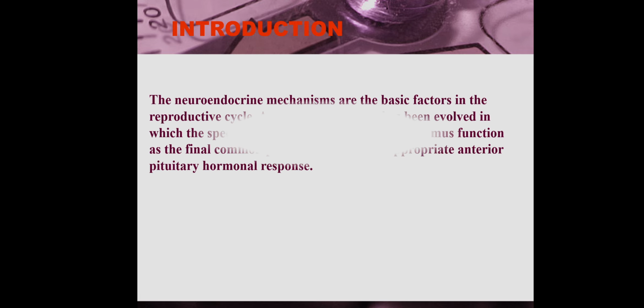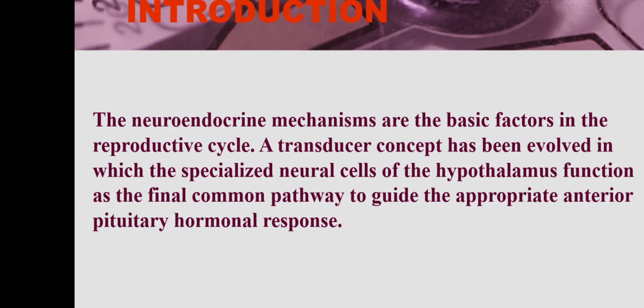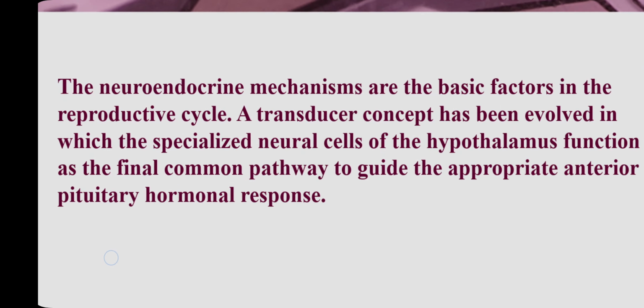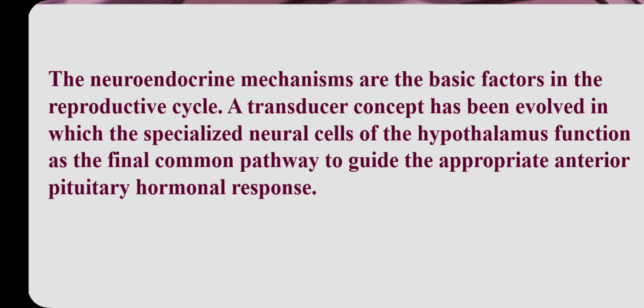Coming to the introduction, neuroendocrine mechanisms are the basic factors in the reproductive cycle. As I have already mentioned, the nervous system and endocrine system work together in maintaining the reproductive cycle. A transducer concept has evolved in which the specialized neural cells of the hypothalamus function as the final common pathway to guide the appropriate anterior pituitary hormonal response. So specialized neural cells in the hypothalamus act as a pathway to guide the appropriate anterior pituitary hormones.